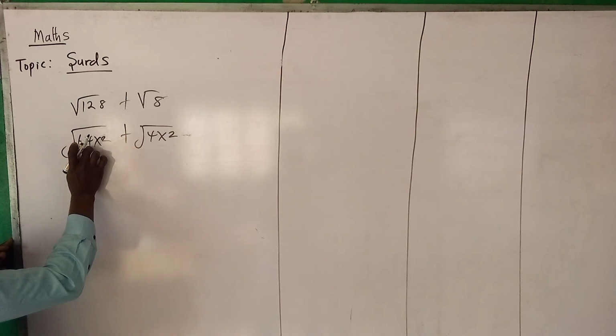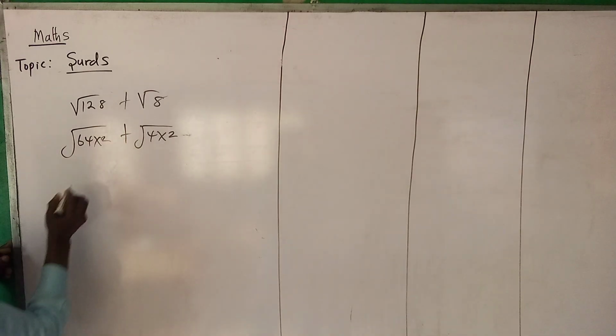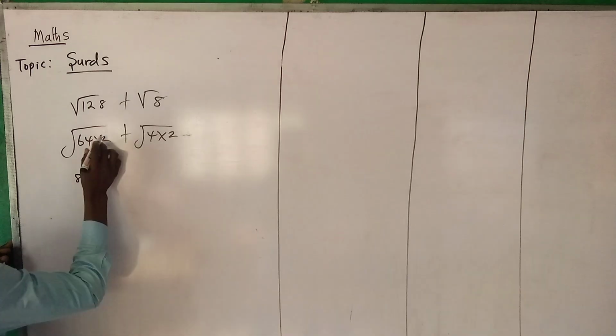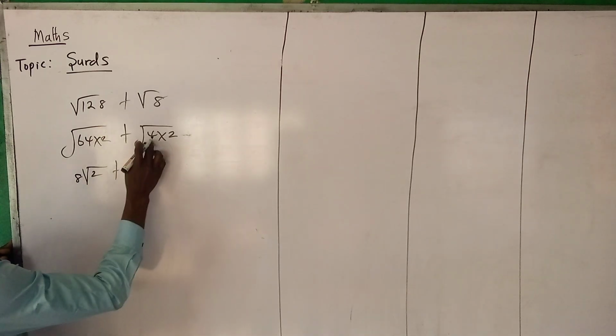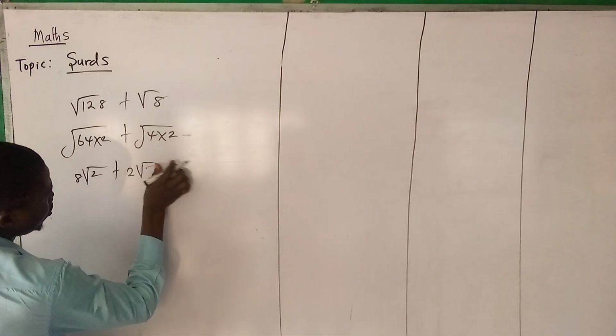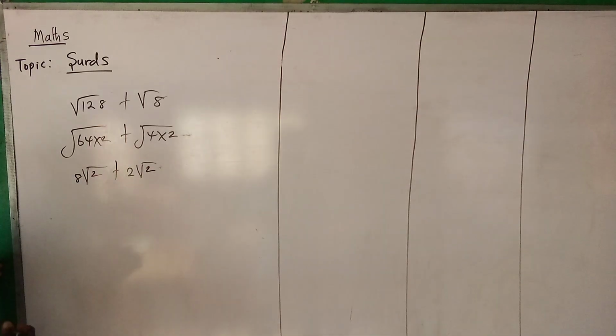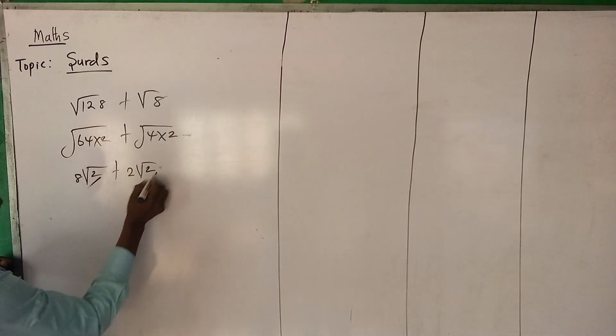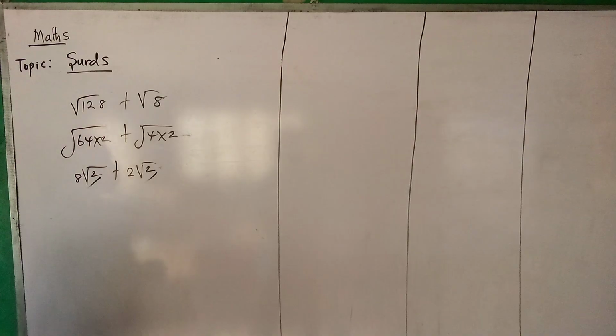Right? Now, I told you that square root of 64 is 8. Bring it out. So I have 8 surd 2, plus square root of 4 is 2. Bring it out, then surd 2. At this point now, you can add them because they have the same basic form.